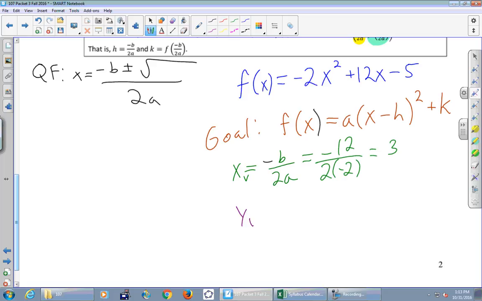The y coordinate, again, I'll put a little subscript of v. So we know it's the vertex. The y coordinate of the vertex is f of 3, which we can plug in 3 for all these x's up here. Negative 2 times 3 squared plus 12 times 3 minus 5.